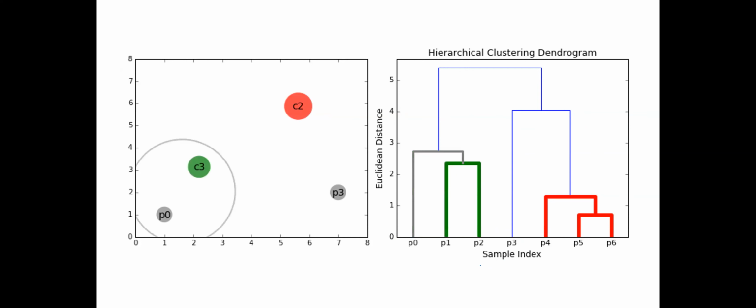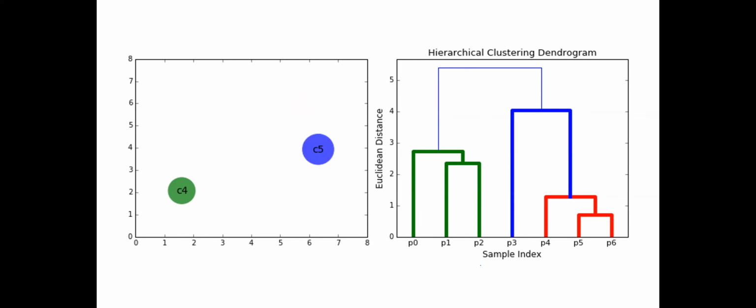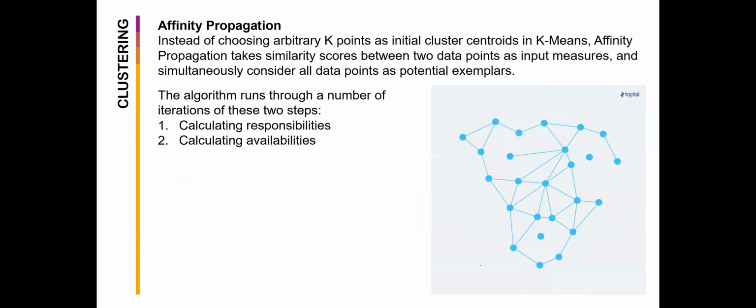I hope this visualization is clear enough of what we're trying to do with agglomerative hierarchical clustering. Okay, so the last one is affinity propagation.